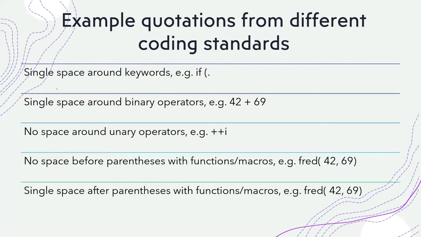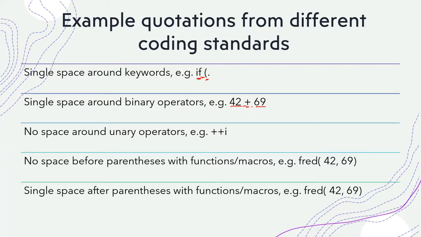We also have a single space around keywords. So for example, if your keyword is if, it would be better to have a space before the parentheses. And a single space around binary operators. So if your number is 42, space, the operator, space, another number. So these are just other standards that other developers are also using.